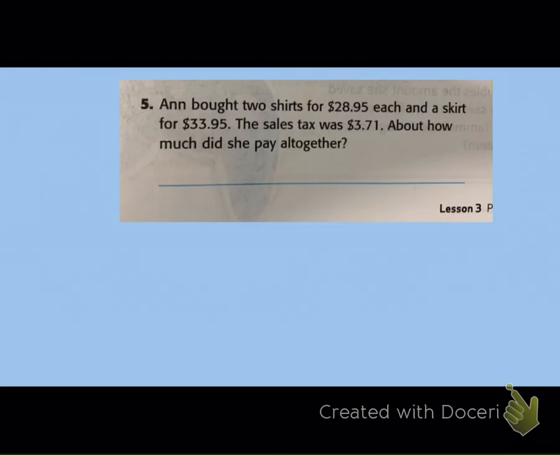All right, go ahead and do number 5. Read the problem. Solve it. Is it exact? Is it an estimate? Pause the video now and come back for the answer.